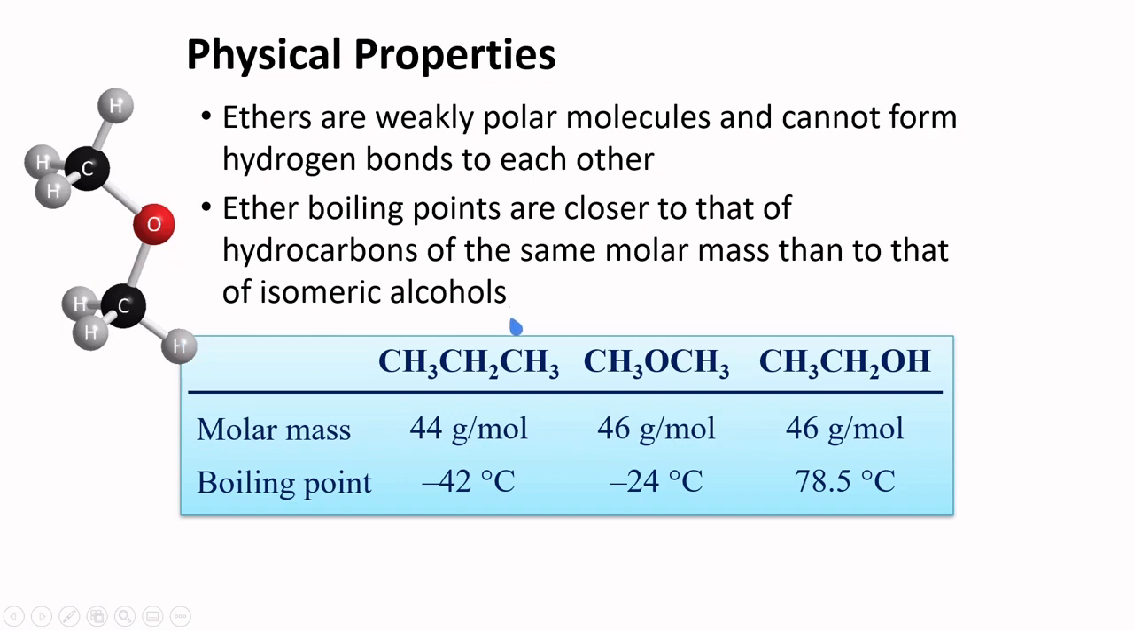of isomeric alcohols. Given these compounds here, dimethyl ether has a boiling point of -24 degrees Celsius, which is much closer to the boiling point of propane than the boiling point of its isomer, ethanol. You should take note that ethers form hydrogen bonds with water, and this can explain the relative solubility of some low molecular weight ethers in water.